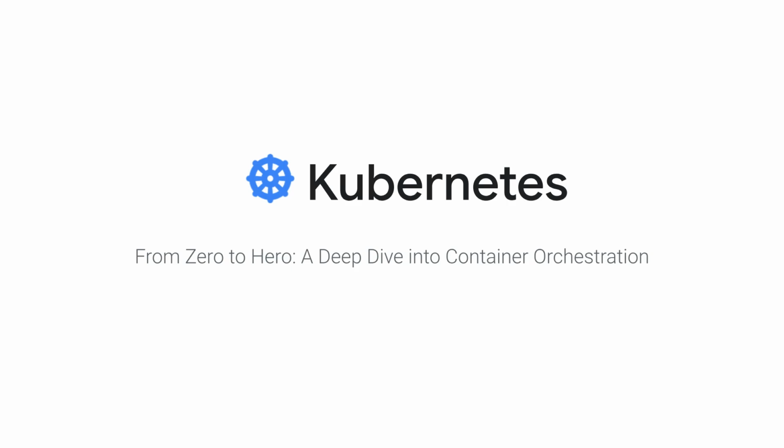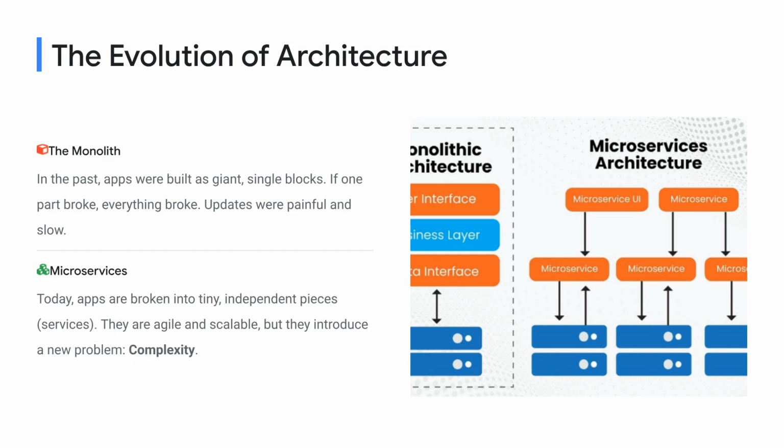Welcome to this deep dive into Kubernetes, exploring how we go from zero to hero in container orchestration. In the past, architectures were monolithic, meaning if one part failed, the whole application failed. Today, we use microservices, which are agile and scalable, but introduce complexity.